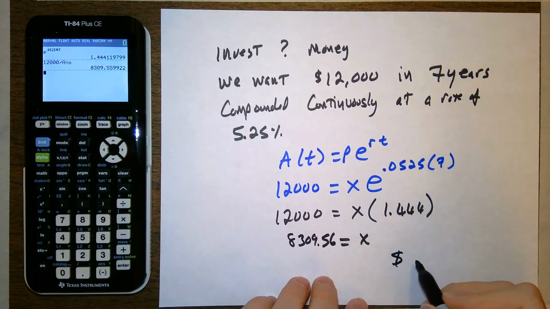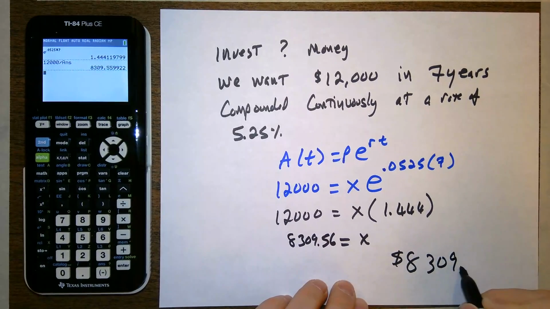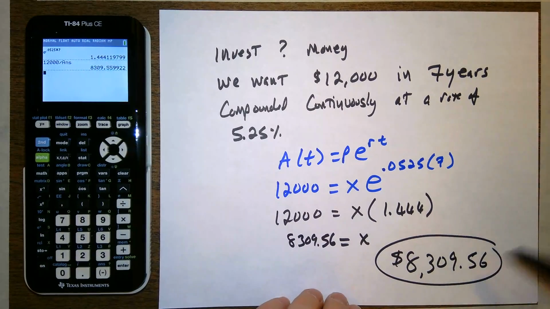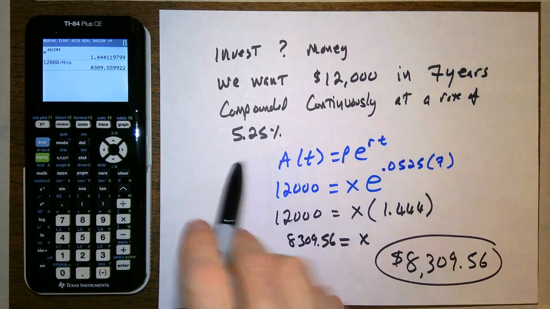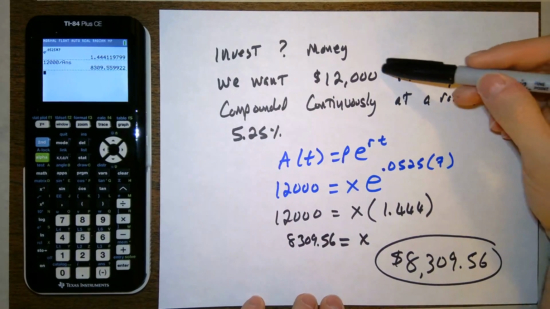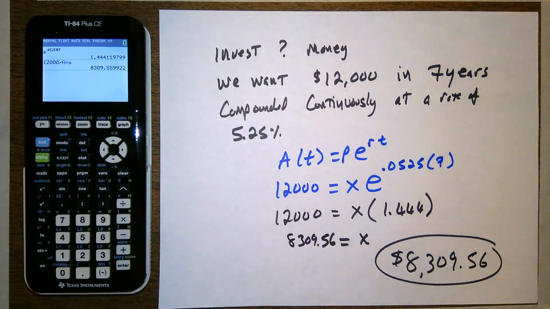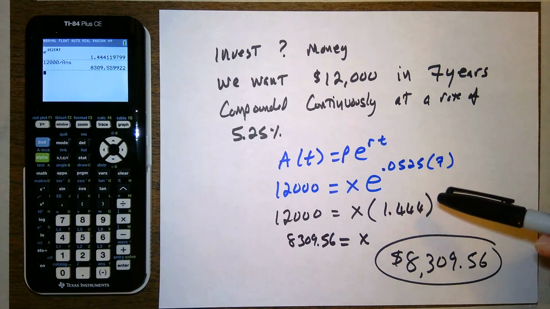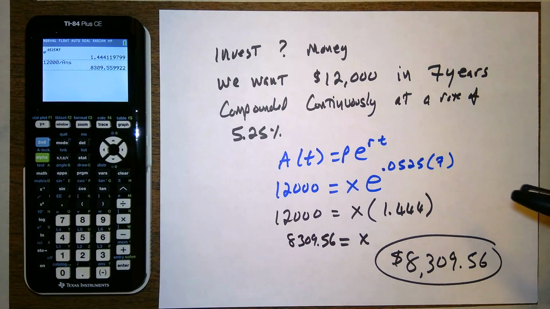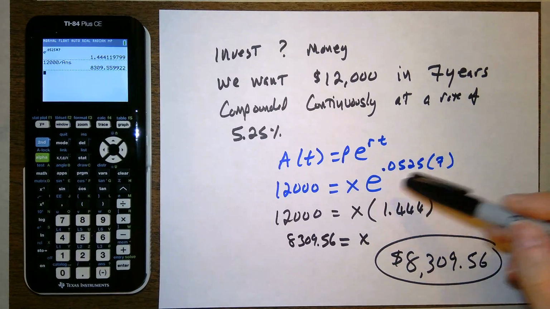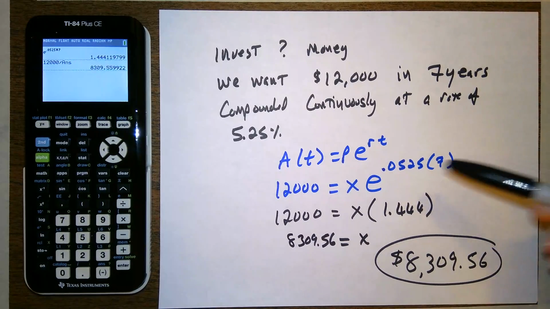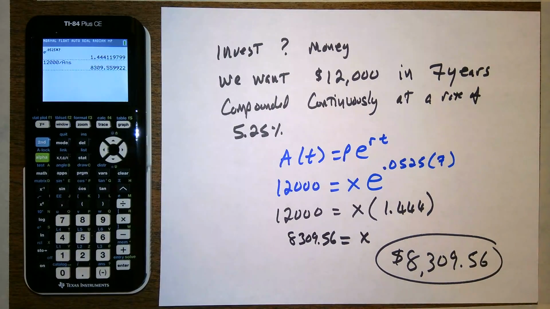So my final answer is I need to invest $8,309.56. If I invest that amount for 7 years, compounded continuously at the rate of 5.25%, I will get my $12,000 in 7 years. So again, focus on the formulas, writing the formulas down, substituting the numbers in, and then solving it. All of these would be problems that would be on the calculator, not on the non-calculator part, because we're going to have to be doing calculations with awkward numbers here. So solving it graphically, solving it algebraically, using properties of logarithms, however we want to solve it is all right. Show your work. Always write the formula down and substitute the numbers in.